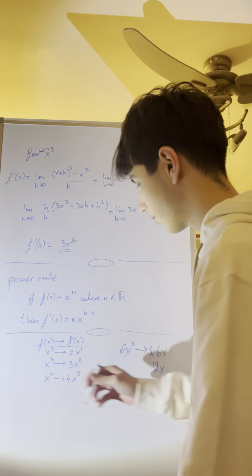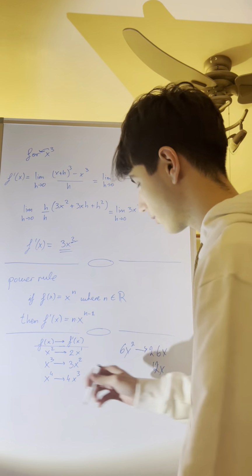So this is a really introductory lesson to derivatives, and it introduces the power rule, which is basically if you want to take the derivative of any function in the form of x to the n, x to some power, then you're going to get n times x to the n minus 1.